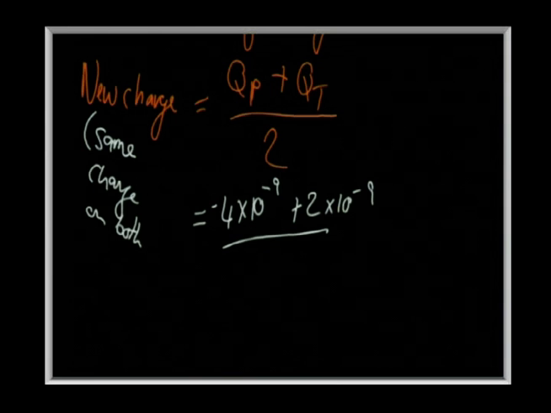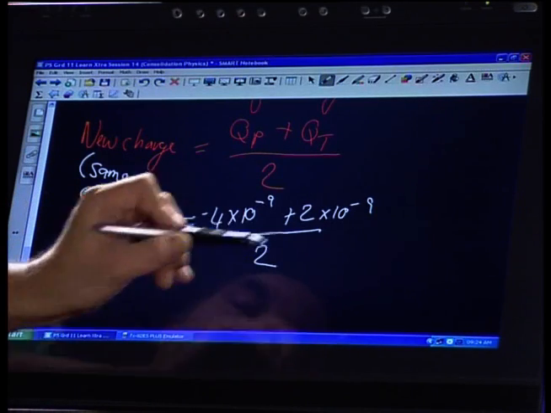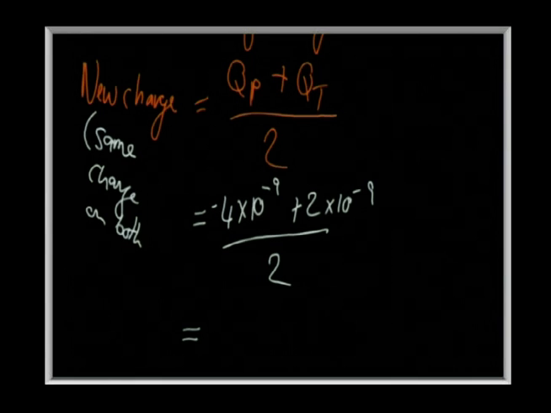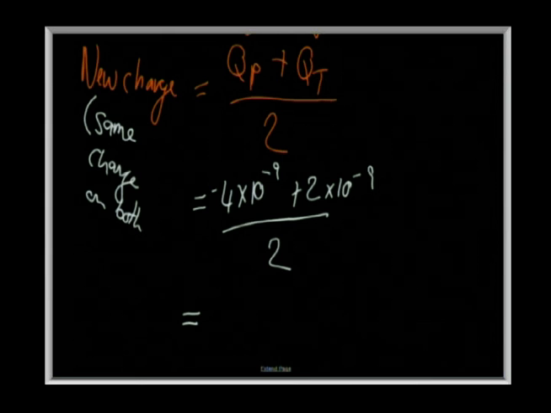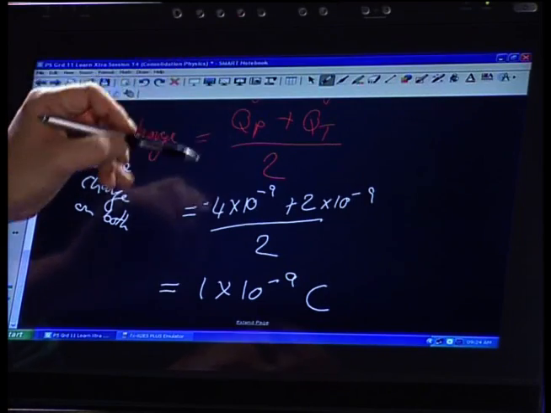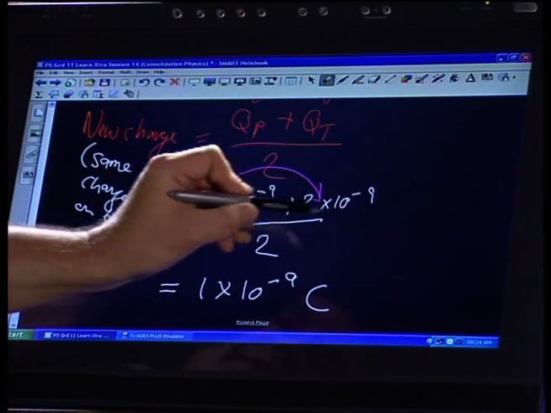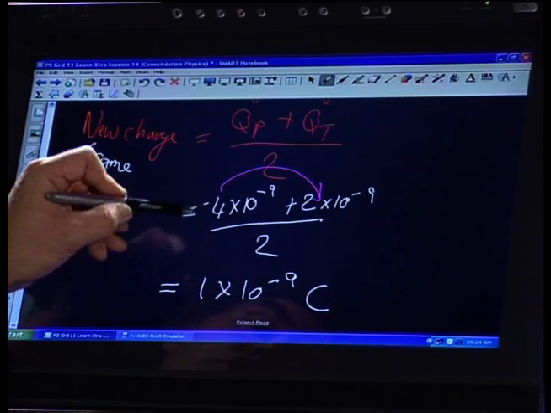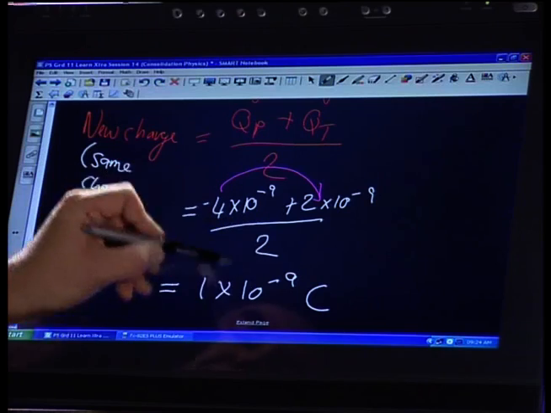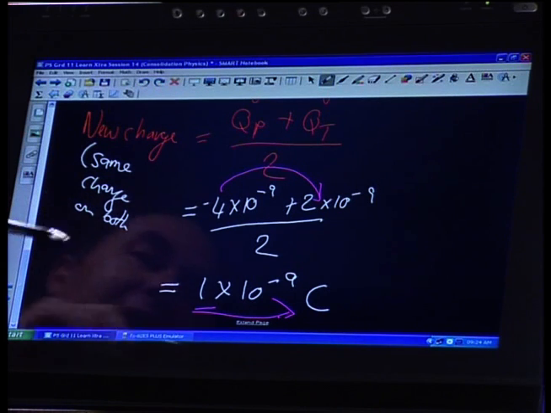So I hope you can see that if you have negative 4 plus 2, you're going to end up with negative 2, and you're going to divide that by 2, and that means that you're going to end up with 1 times 10 to the minus 9 coulombs. Notice here we've included the charge. So if it's negative, it's going to be neutralized. The negative charges are going to be transferred, as I explained just now. These extra negative ones are going to cancel out that. That means we're going to get 2 left over. Divide by 2 gives us 1 as the final charge on both of those spheres.